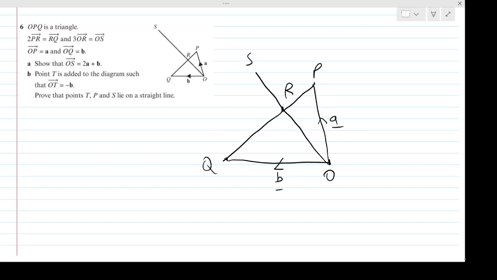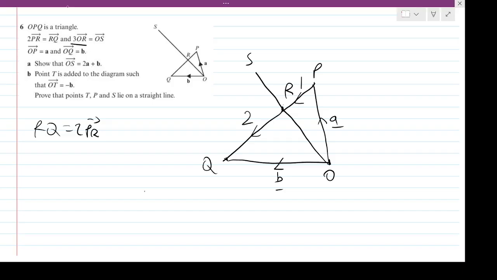Now I'm told that this is a triangle, and two lots of PR is RQ. So this is talking about the vector P to R, which is that part, and then R to Q, that part, right? So that means RQ is two lots of PR. So it's going to be double the amount from P to R. So if P to R is, say, one part, then that means R to Q is going to be two parts, right? So I'll label that 1 and 2, okay?